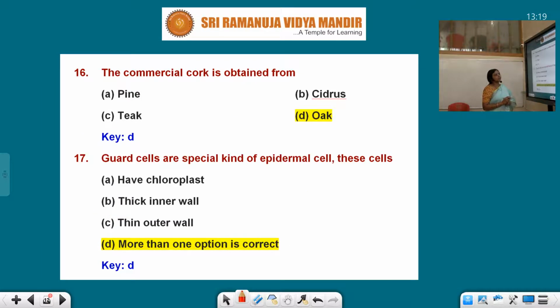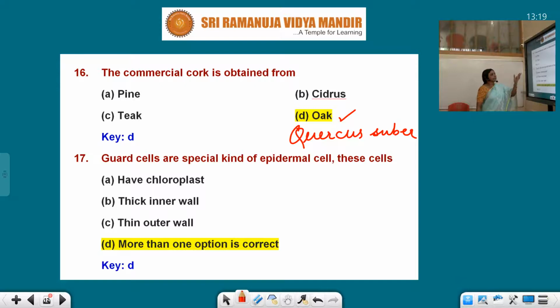The commercial cork is obtained from oak. The commercial cork, the bottle cork, is obtained from oak, and the scientific name of oak is Quercus suber, S-U-B-E-R. This is the scientific name of the oak tree.